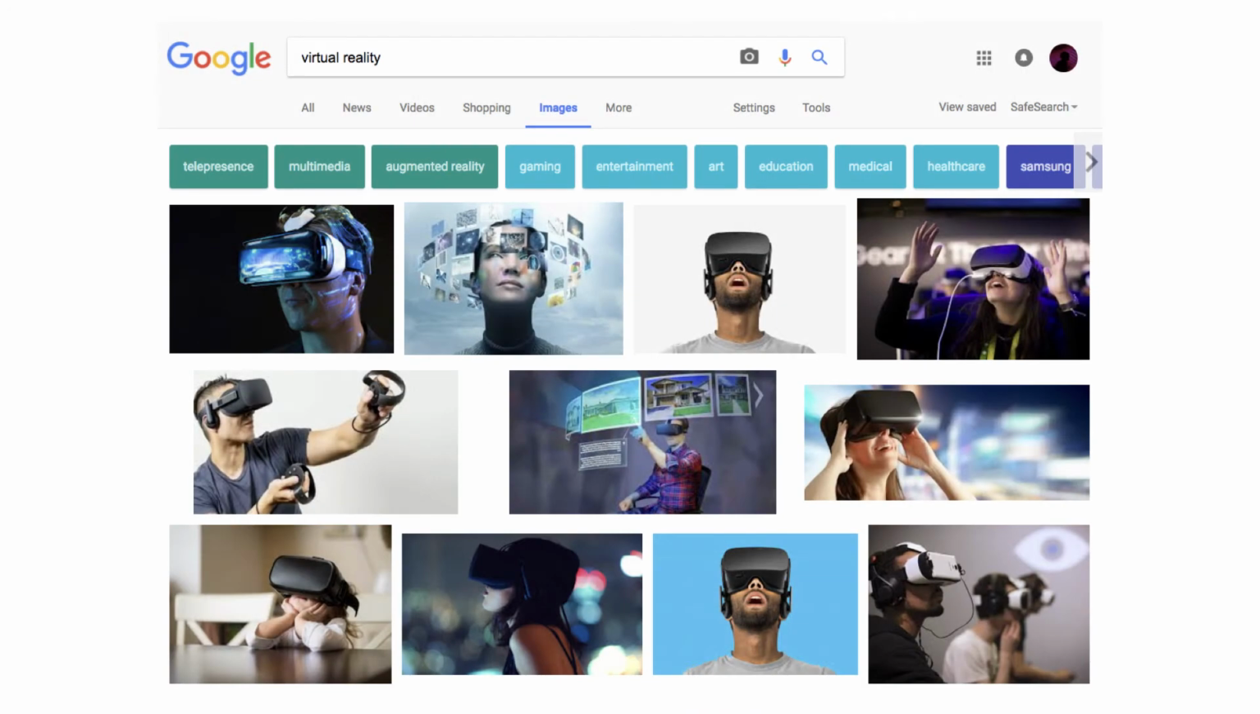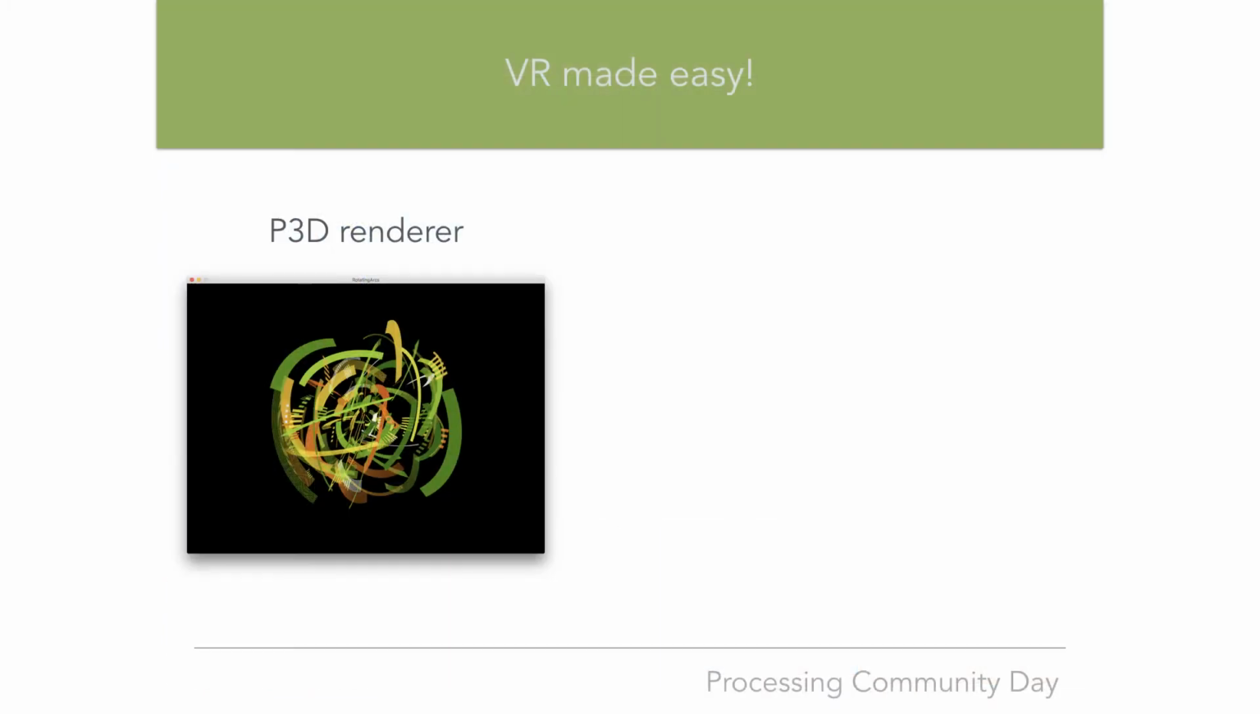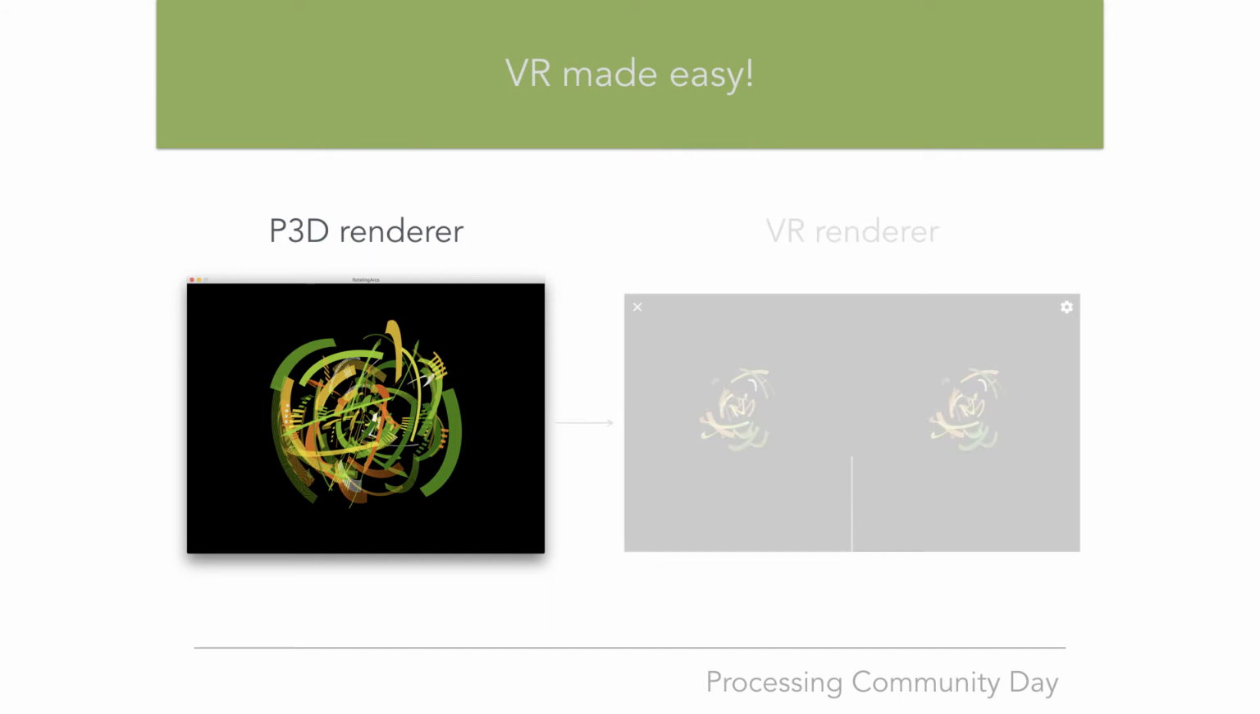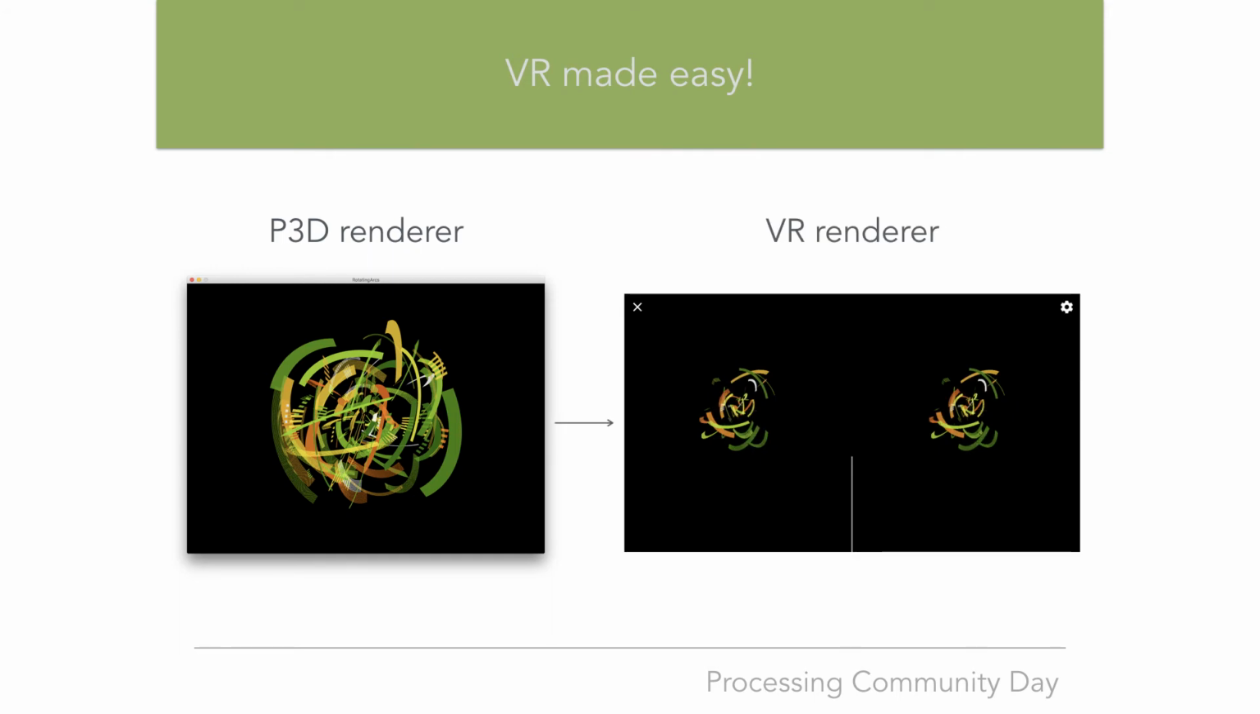What else? Well, virtual reality. Sometimes I have this conflicting feeling: is it really that great to have virtual reality and people having these headsets? It's great. It's funny to see all these images. But we try to make it very easy. So you just have your 3D sketch with a 3D renderer, and all you need to do is switch it to the VR renderer, and then you go. It handles head tracking and everything automatically.